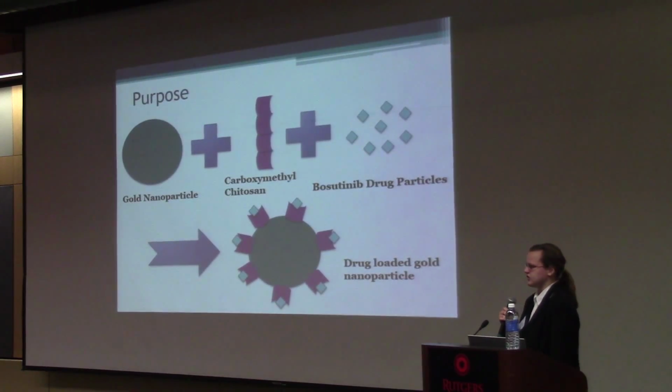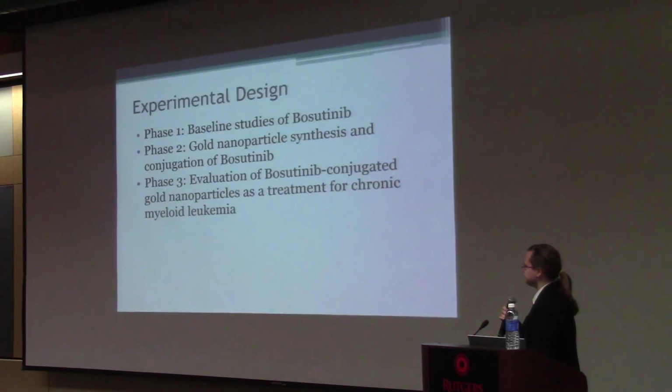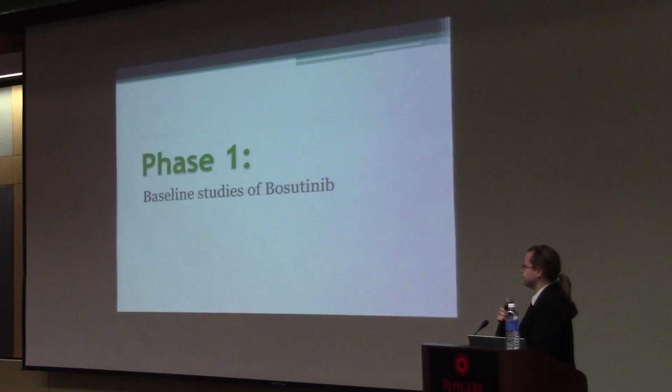The purpose of my project was to use gold nanoparticles capped with carboxymethylchitosan as a platform for the delivery of bosutinib, in order to increase bosutinib's efficiency at killing cancer cells while decreasing its cytotoxicity to normal human cells, thereby leading to an improved chronic mild leukemia treatment. My project was divided up into 3 phases. Phase 1 was baseline studies of bosutinib, Phase 2 was gold nanoparticle synthesis and conjugation, and Phase 3 was an evaluation of this novel chronic mild leukemia treatment.